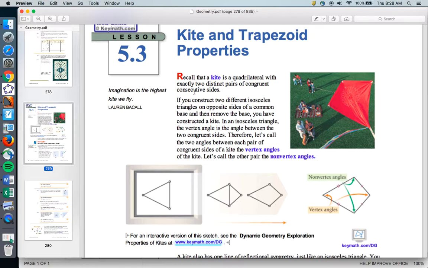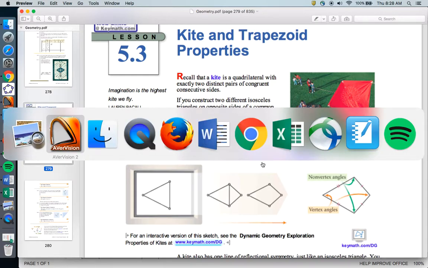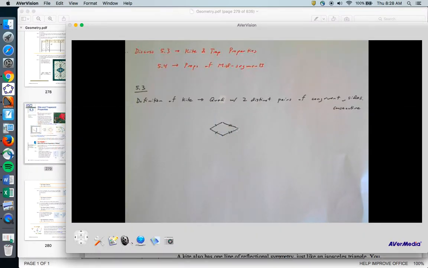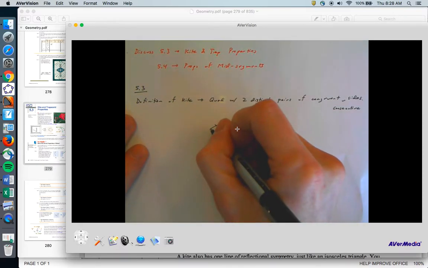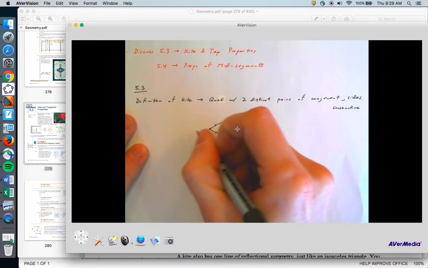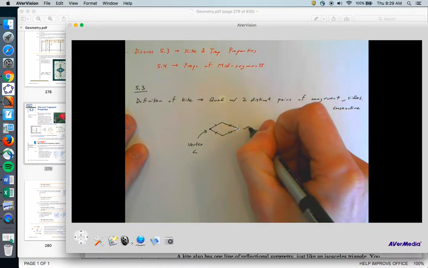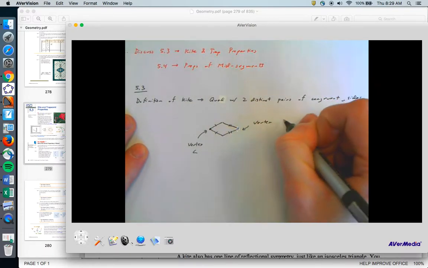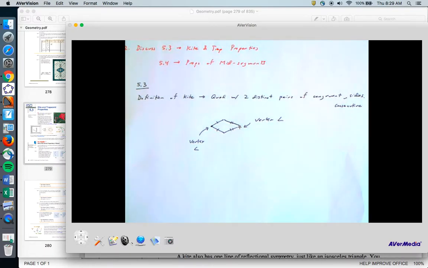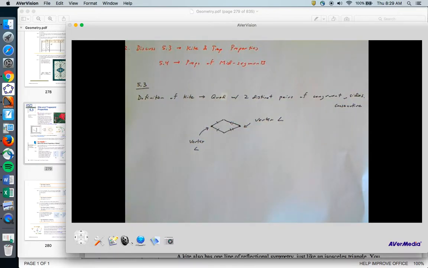All right, next thing. Let's call the two angles between each pair of congruent sides the vertex angles, and the other pair the non-vertex angles. So the vertex angles are going to be the angles between each pair of congruent sides. That means right here and right here. That's going to be an important distinction. So this is one vertex angle. This is another vertex angle. The vertex angles connect the congruent pairs of sides.